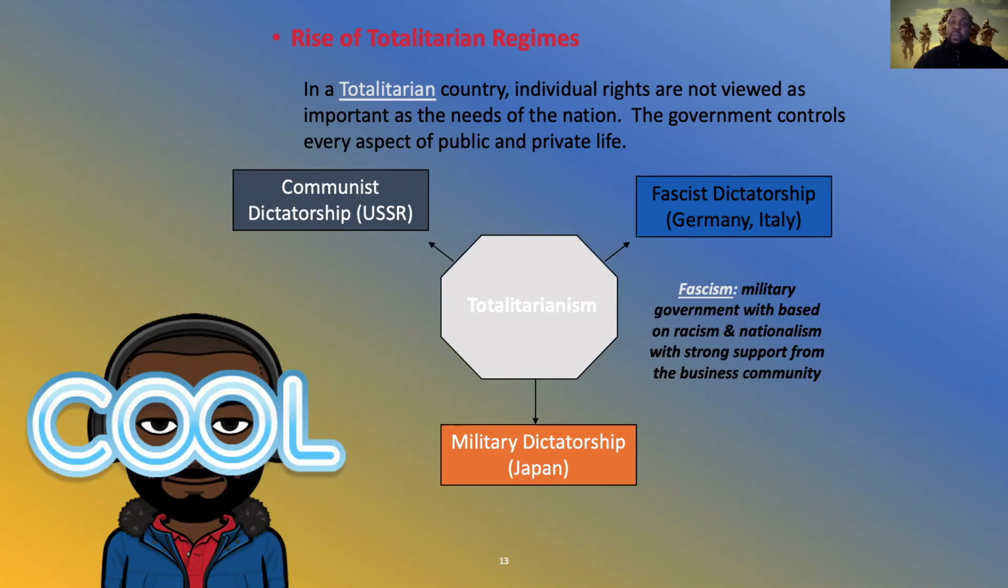What is a monarchy? Rule by a king or queen. So in a totalitarian country, individual rights were not viewed as important as the needs of the nation. The government controls every aspect of public and private life.